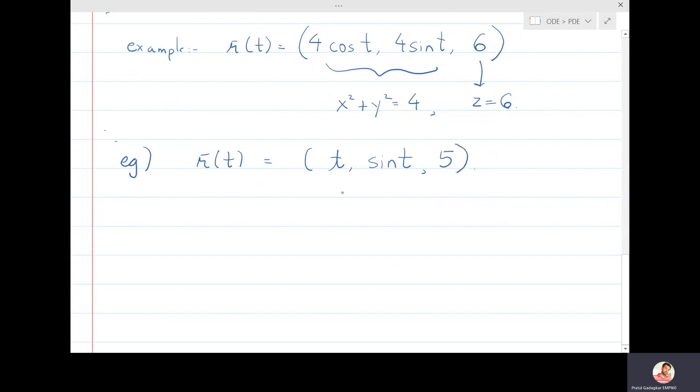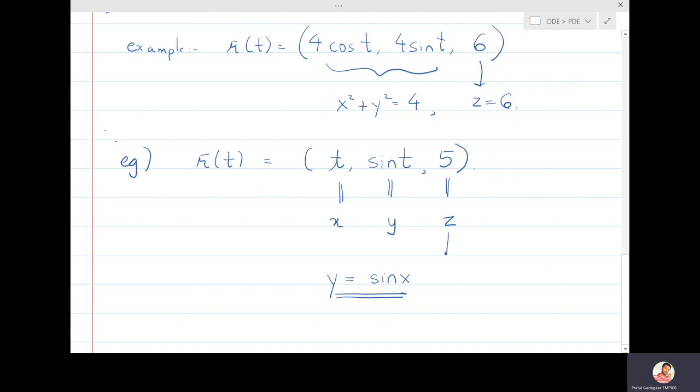So now here you see that this is the x coordinate, this is the y coordinate, and this is the z. So this will again be a curve at height z equal to 5. And how will this curve look like? This basically is y equal to sine of x. So y is nothing but sine of t, where t is x. So this will be basically looking like a sine curve, but the sine curve will be shifted at what height? It will be shifted at z equal to 5, right?